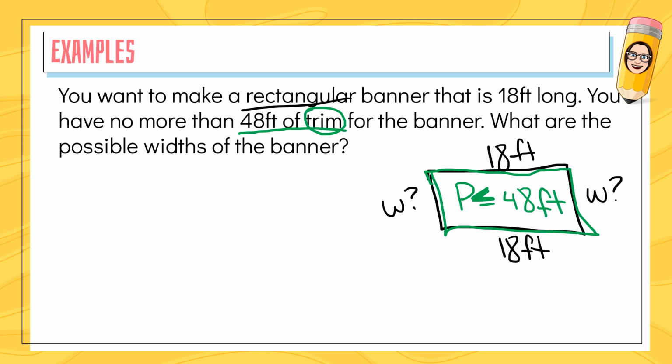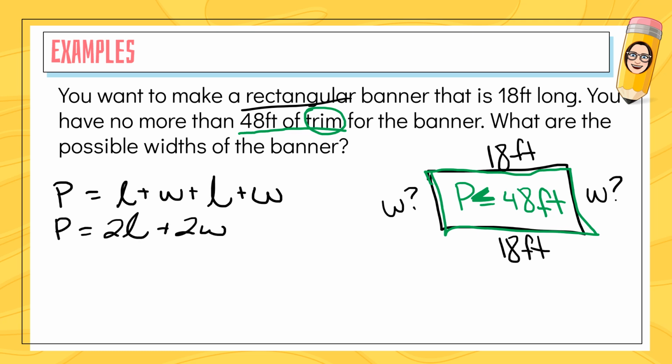Yes, you are expected to know the perimeter of a rectangle. The perimeter of a rectangle is length plus width plus length plus width. Some of you might write that differently. In a shortened form, what I mean by that is you might say 2 lengths plus 2 widths. Both work out, okay?